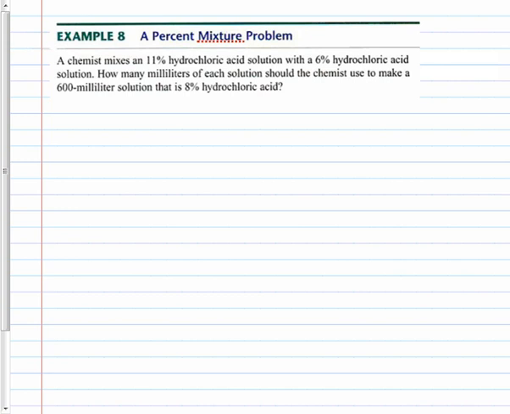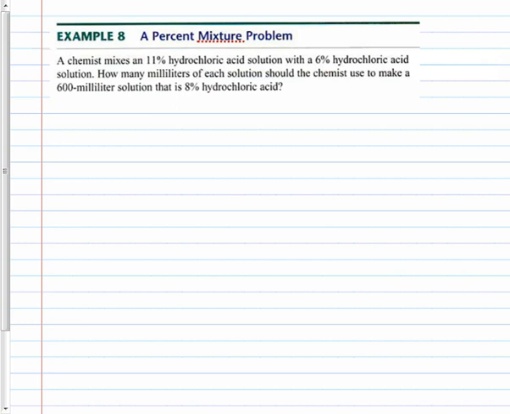A chemist mixes 11% hydrochloric acid with a 6% hydrochloric acid solution. What's the symbol for hydrochloric acid? HCl, very good. How many milliliters of each solution should the chemist use in order to make 600 milliliters of a solution? So that's what I want to end up with. That happens to be 8% hydrochloric acid.